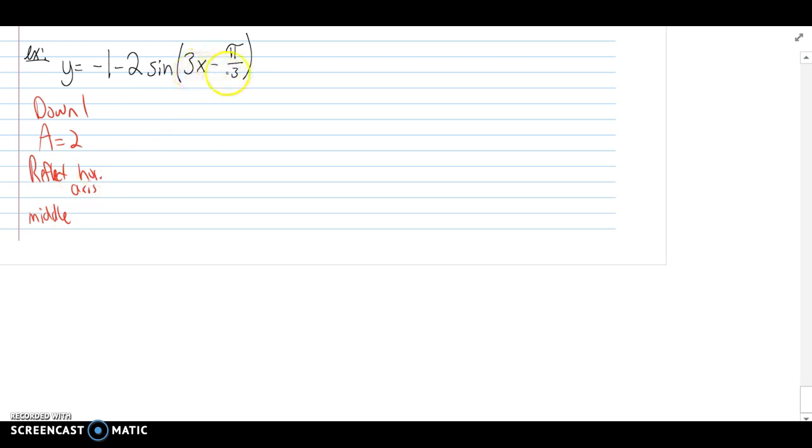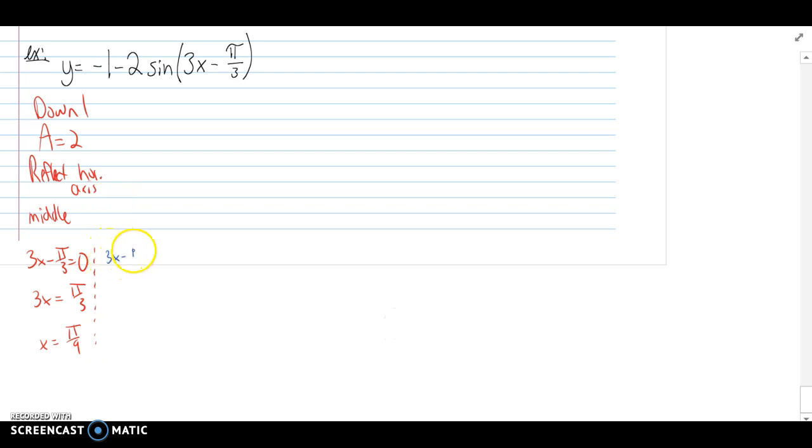And then the 3x minus pi over 3 is going to change the period, and it's also going to shift the graph to the right. To figure that out, I'm going to set that equal to 0, since that's where the graph would normally start at. Do the algebra, solve that for x, we get x equals pi over 9. So that's where the first period is going to be starting.